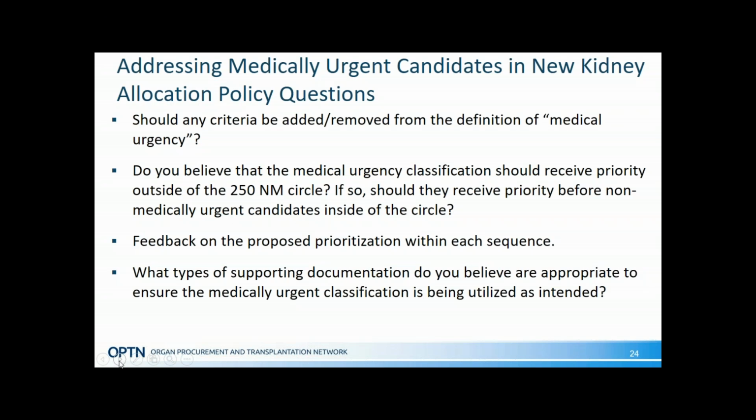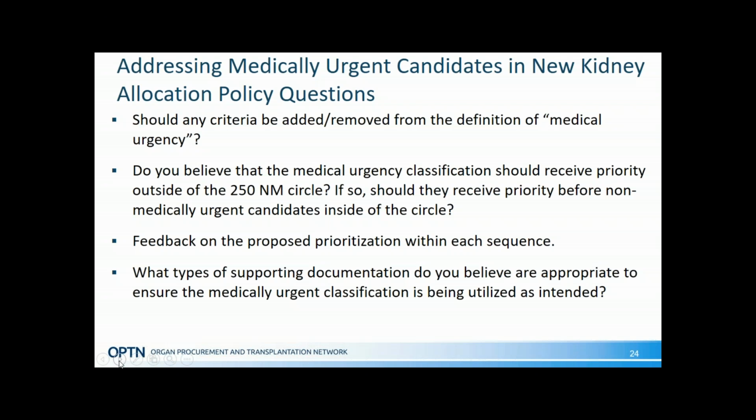And as you review this proposal, some of the questions we'd like you to consider are, should any criteria be added or removed from the definition of medical urgency? Do you believe that the medical urgency classification should receive priority outside of the 250 nautical mile circle? If so, should they receive priority before non-medically urgent candidates inside of the circle?